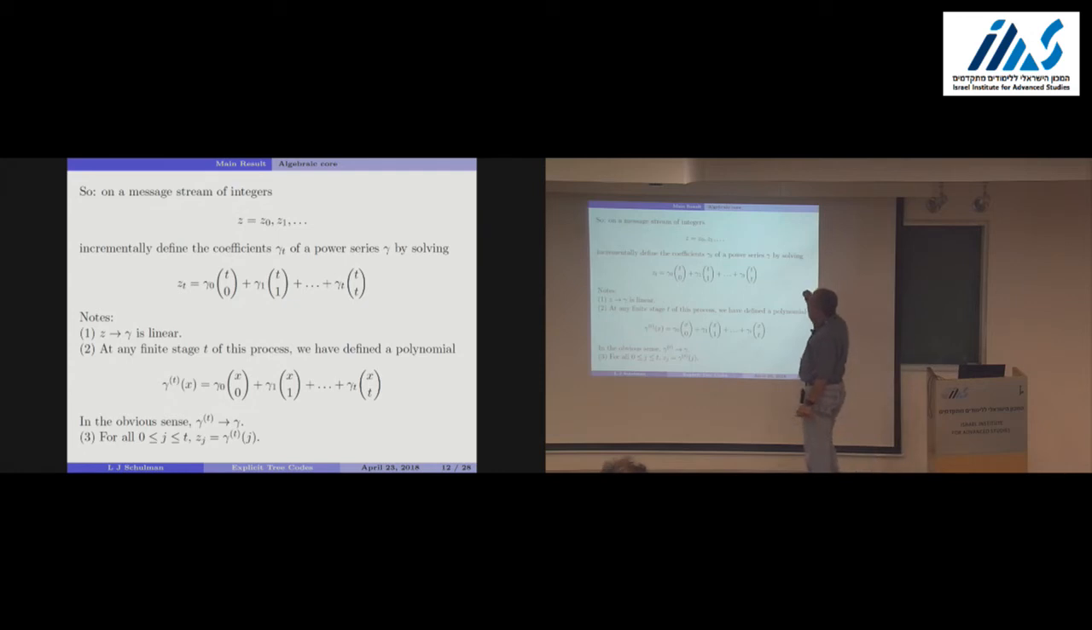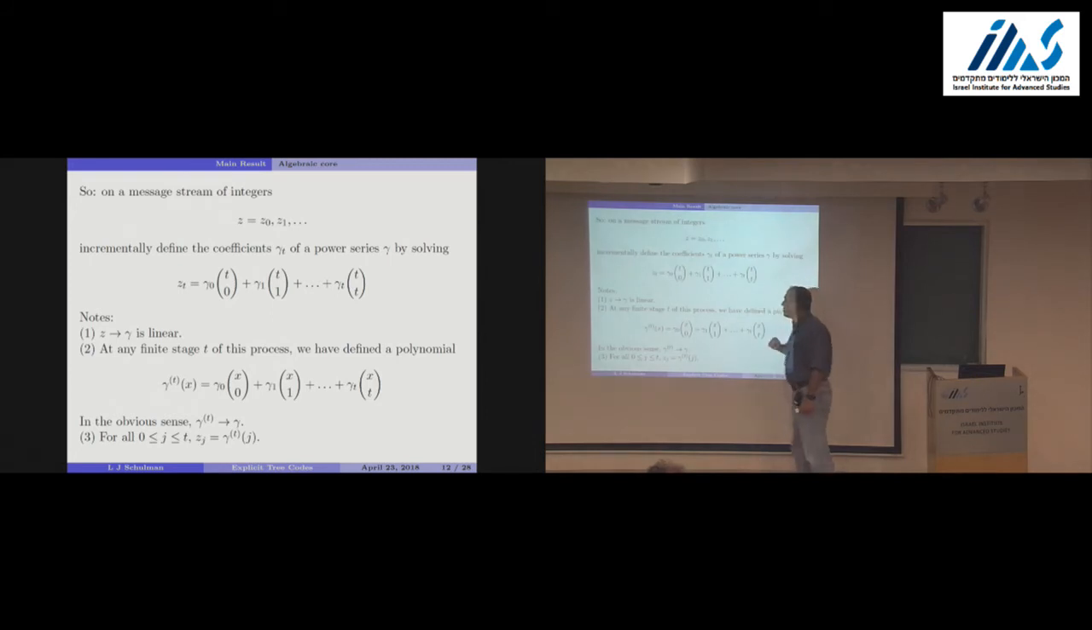It'll be a little more convenient to say things the other way around. Suppose that the message is a stream of integers z0, z1, and so forth. I'll incrementally define the coefficients of the polynomial to interpolate the first t values. What I'll send you at time t is z sub t and also gamma sub t.